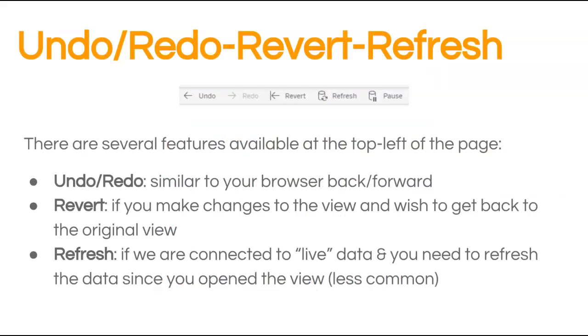If you need to undo, redo, revert, or refresh, these options are available to you. Undo and redo are similar to your browser back and forward buttons. Revert can be used if you make changes to the view and wish to get back to the original version of the view. And refresh comes into play if we're connected to live data and you need to refresh the data since the time that you opened the view. This option is less commonly used.